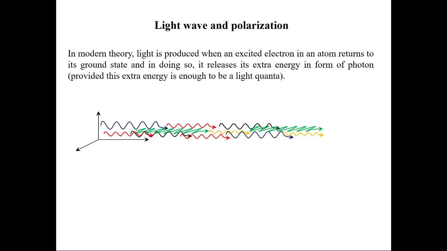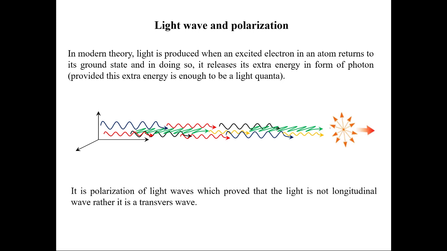Similarly, the electric vibrations of different wavelets are all perpendicular to the direction of propagation, but they are in different directions with respect to each other. Therefore, an observer placed here will observe that electric vectors are vibrating in all the directions perpendicular to the direction of propagation. This type of light is known as unpolarized light. The light which we get from any natural source of light is unpolarized.